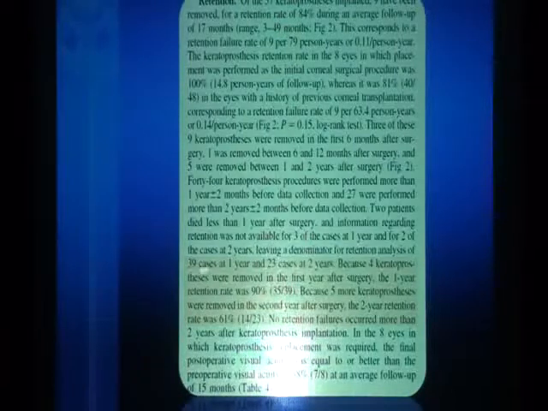So you see down here, because 4 keratoprostheses were removed in the first year after surgery, the 1 year retention rate was 90%.